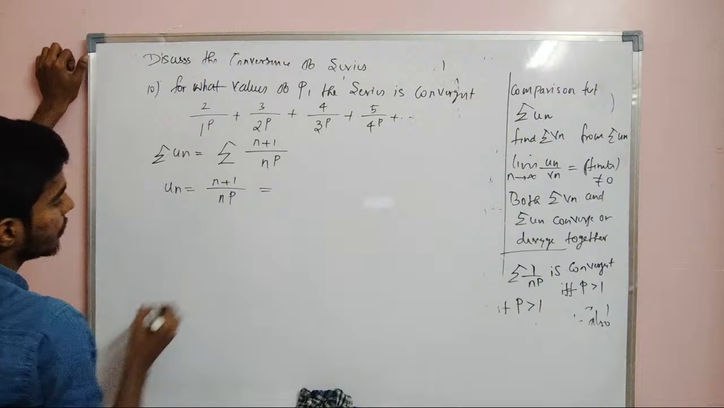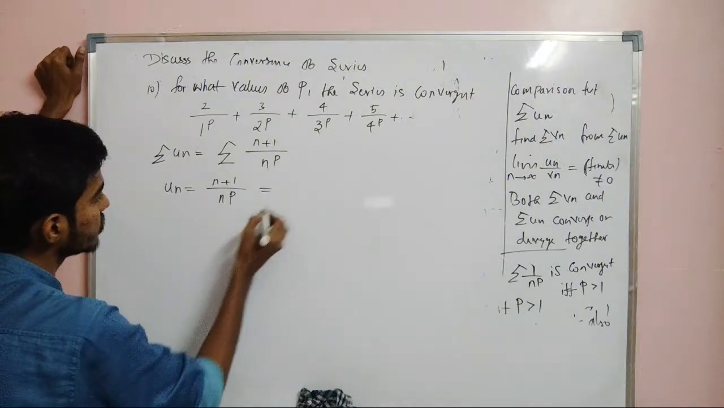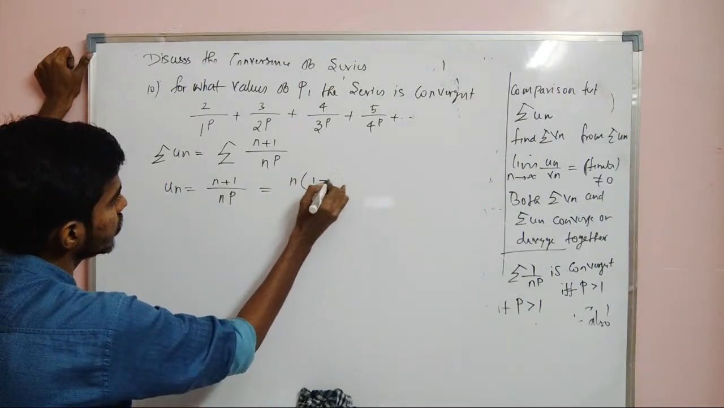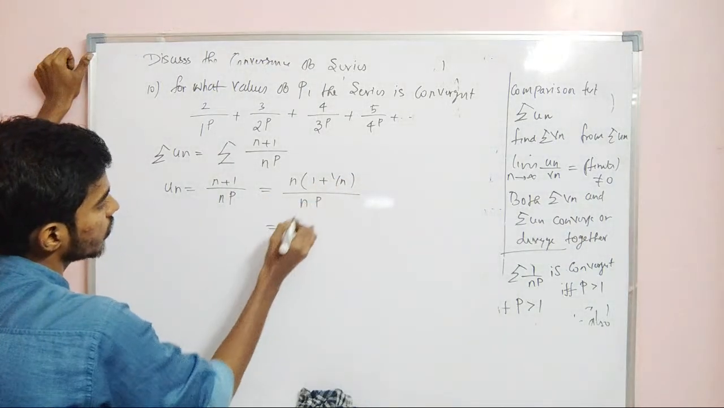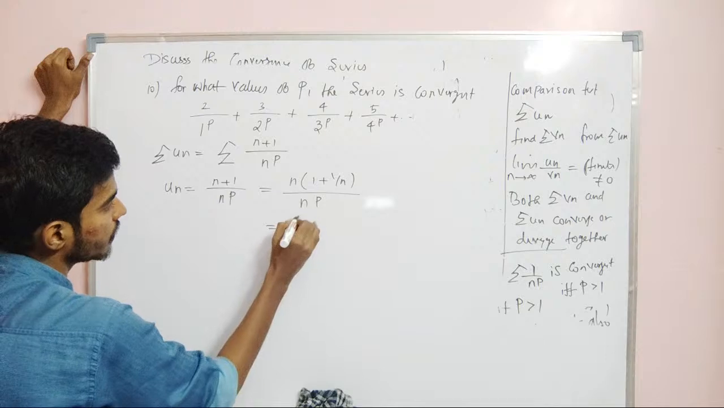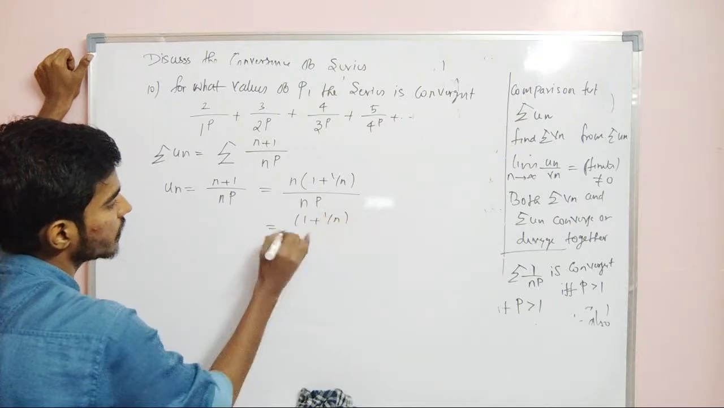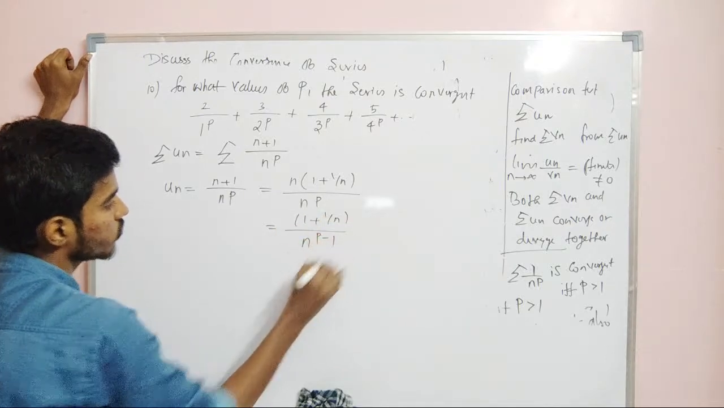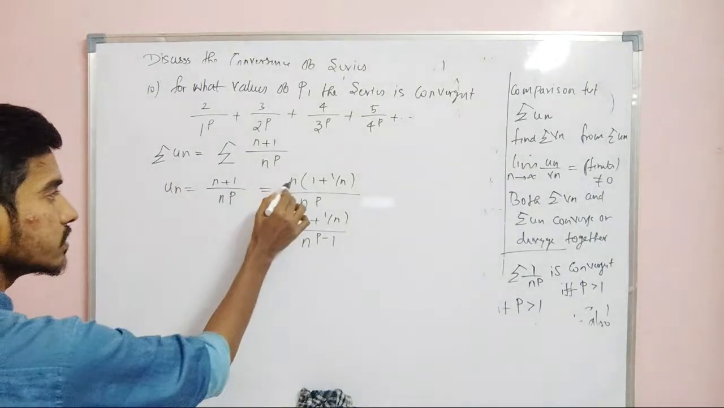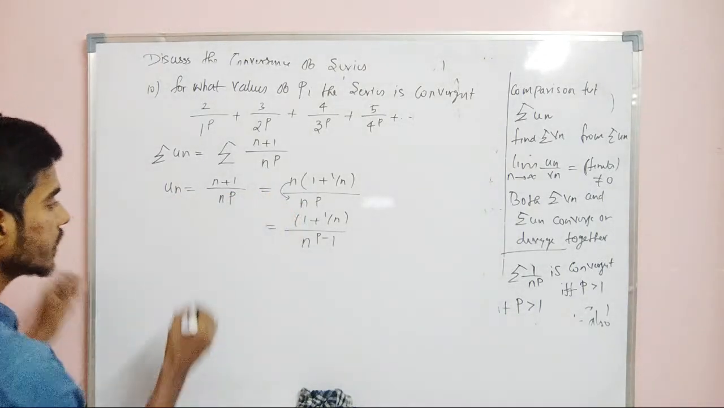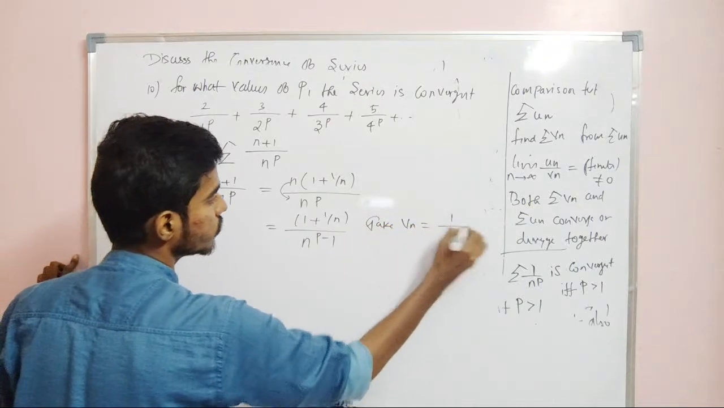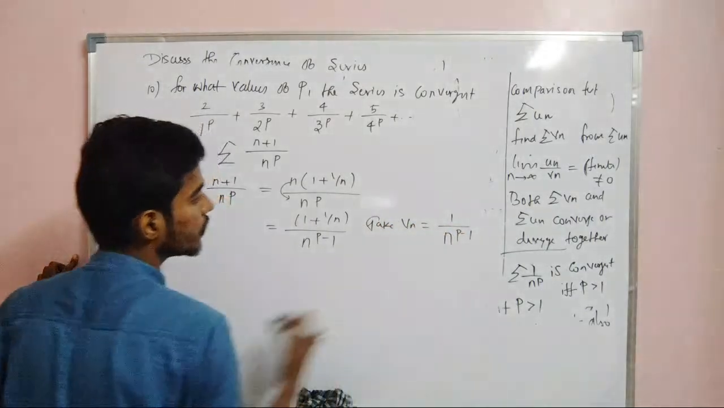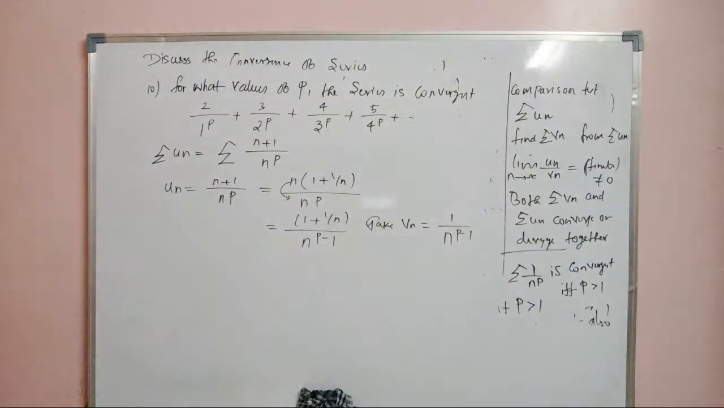Now you have to simplify this, right? So just take n common. So here you will have 1 plus 1 by n, here you will have n power p, and you just take n to the denominator. So you will have 1 plus 1 by n over n power p minus 1, right? I have just taken this n to the denominator. Now you take vn equal to 1 by n power p minus 1.